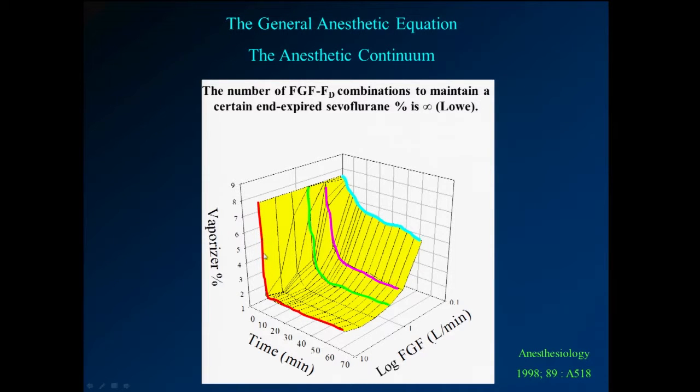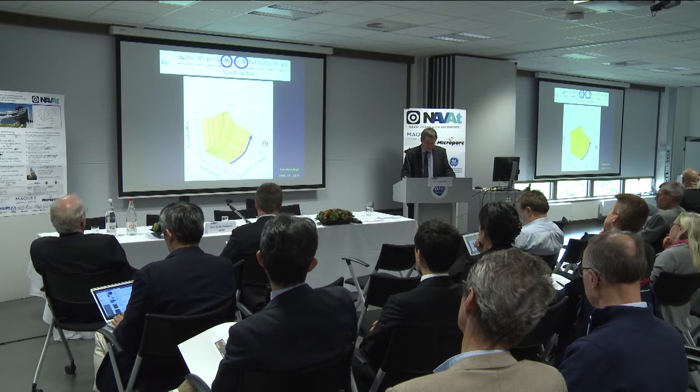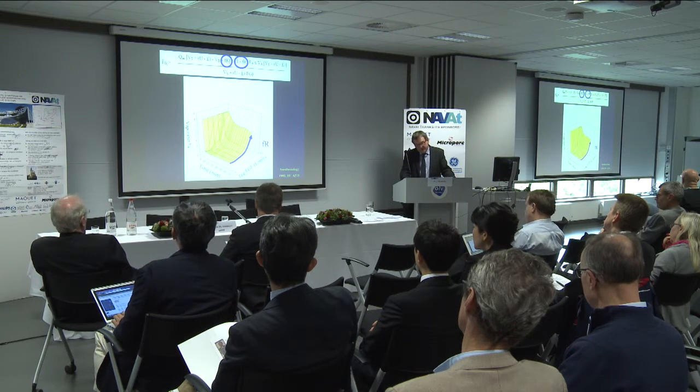With each of these fresh gas flows, high and low, there is a progressive decrease in vaporizer dial setting over time, which is a reflection of the fact that uptake decreases. But there's something else here, and that's the fraction of rebreathing. If you look, for example, at 60 minutes, and you're working with a fresh gas flow of 8 liters per minute, all the way right here, and you then lower your fresh gas flow, you will have to increase the vaporizer dial setting because of rebreathing.